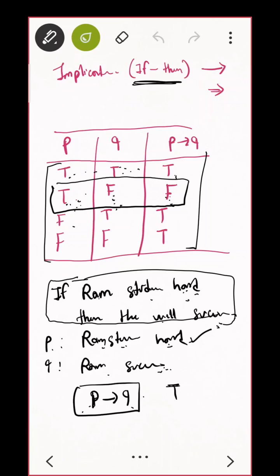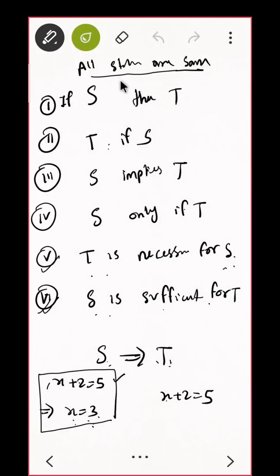So let's talk a little more about this. As I had told, this statement is the same as S implies T. If S then T is the same as the other five statements. What are those? T if S, S implies T, S only if T, T is necessary for S, S is sufficient for T. This is what you need to remember. We'll be using it later on.